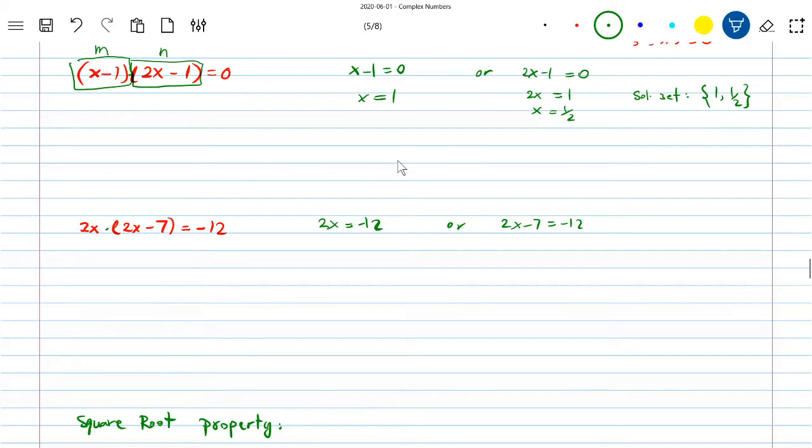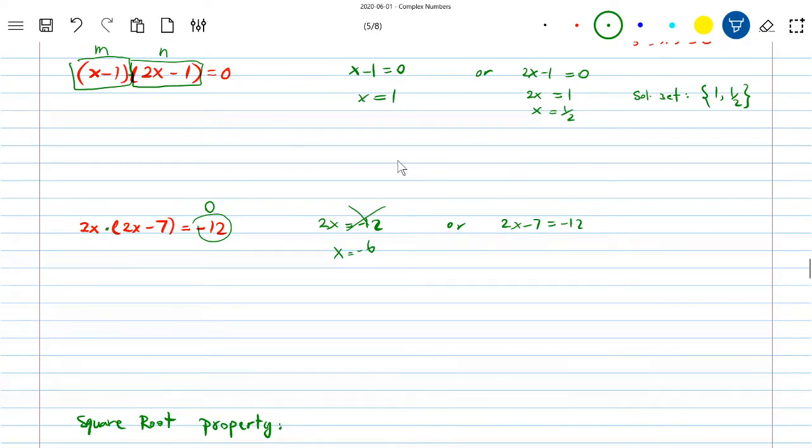I wrote this example just for the purpose that you can compare and say, just because the left-hand side is factored, doesn't mean that you can use the zero product property. For the use of the zero product property, you always have to have 0 on one side. This is not correct. If you do this, you'll end up with x equal to negative 6, for example.